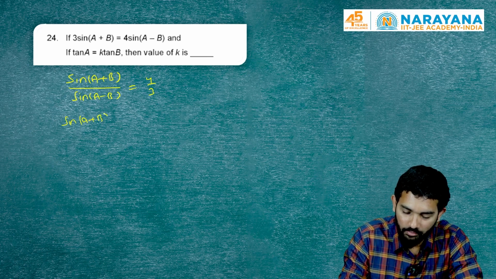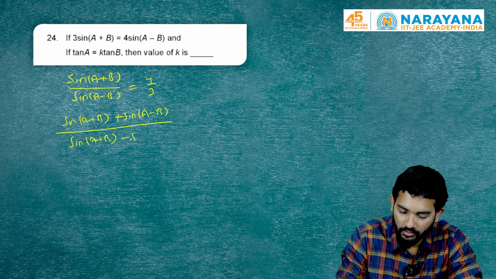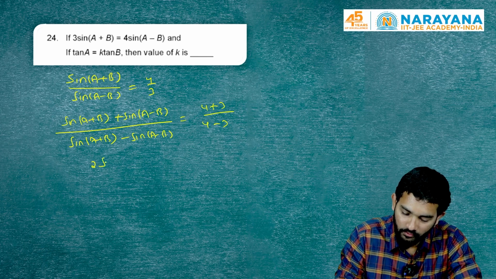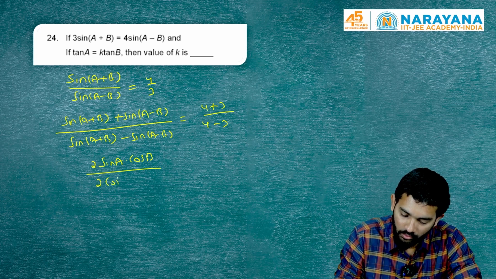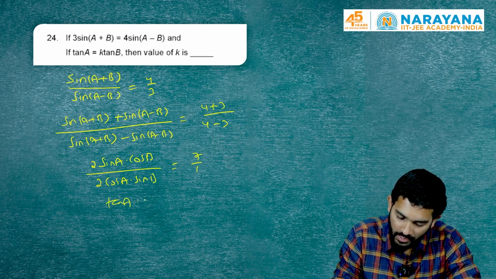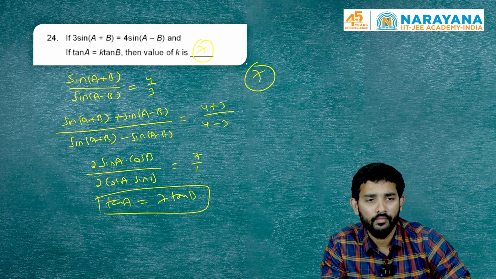[sin(A + B) + sin(A − B)] / [sin(A + B) − sin(A − B)] = (4 + 3)/(4 − 3). So which will be 2 sin A cos B / 2 cos A sin B = 7/1. Which means from here I can say tan A = 7 tan B. Which means k = 7. 7 is the answer.